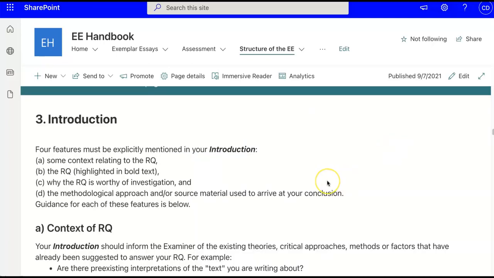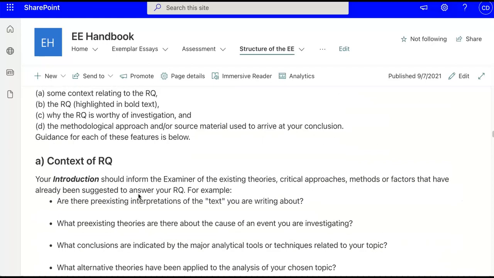Okay, let's move on now to the introduction. In your introduction you should have four features. Some context relating to the research question. The research question itself, which should be highlighted in bold text, and of course that should be exactly the same wording as the research question on your title page. Why the research question is worthy of investigation, and the methodological approach, in other words, how you're going to answer the research question.